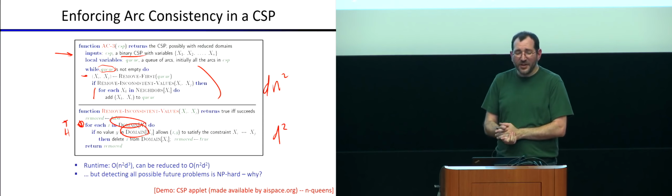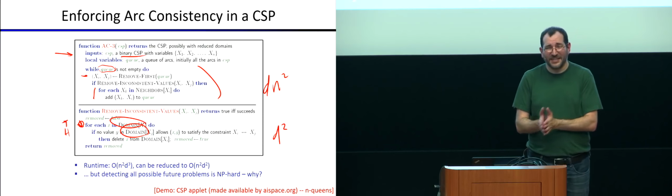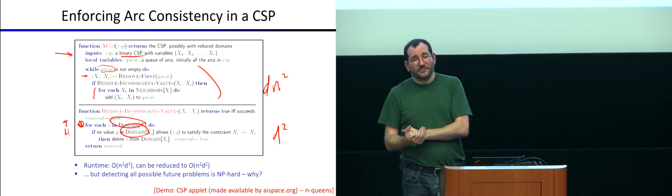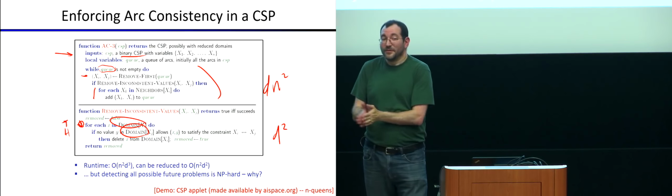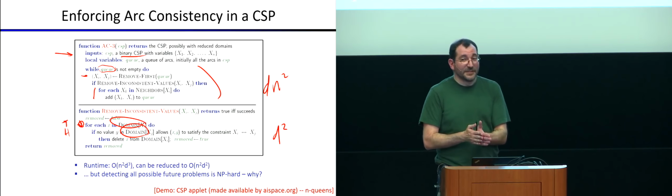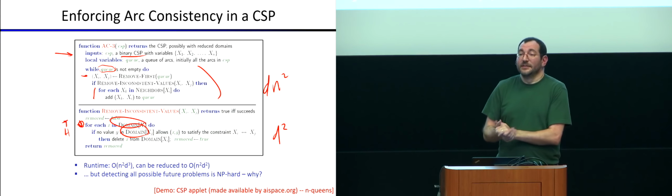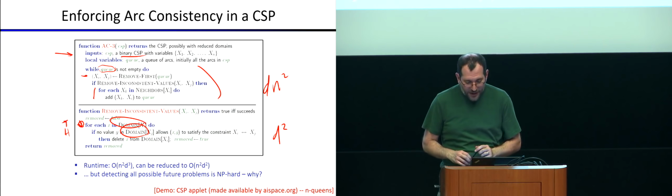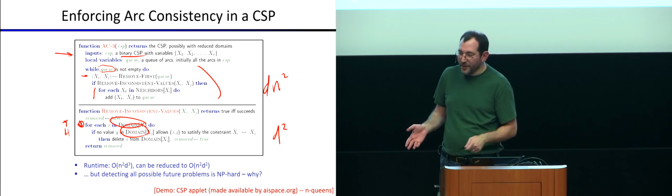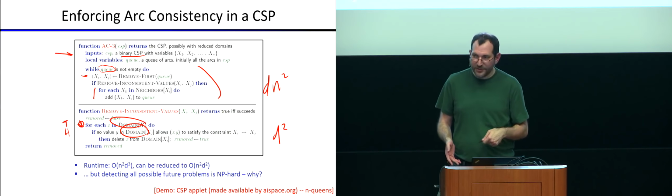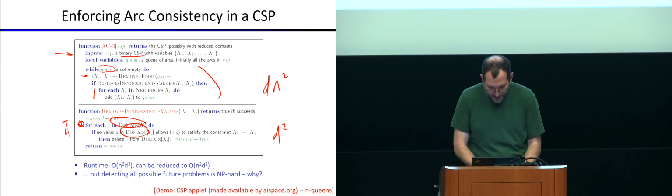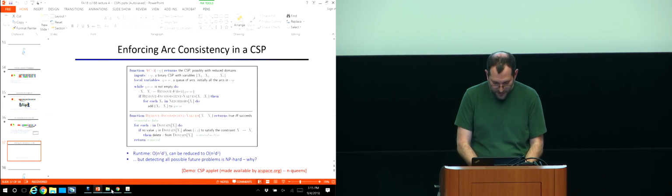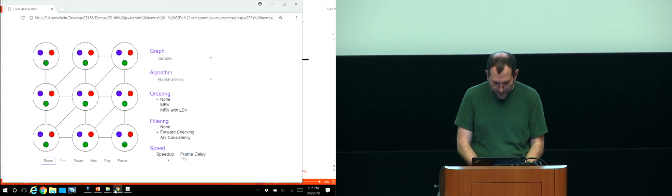It's not that bad. But we know that detecting all future problems is going to be NP-hard. And why do we know that? What if I told you satisfiability was a CSP? Now maybe it seems like bad news. We know that CSPs in general are NP-hard. Filtering, this algorithm, is not going to solve them. It's just going to detect a certain class of violations. But let's watch this algorithm in motion, and then we'll finish up our filtering and talk really quickly about ordering.